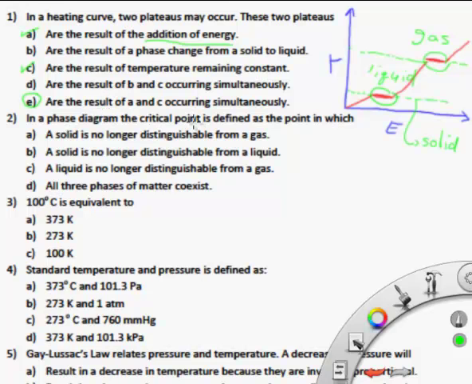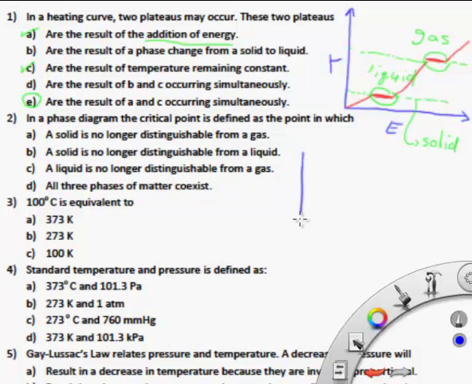In a phase diagram, the critical point is defined as the point in which a solid is no longer distinguishable from a gas, a solid is no longer distinguishable from a liquid is no longer distinguishable from a gas, or all three phases of matter coexist. Let's take a look at it.